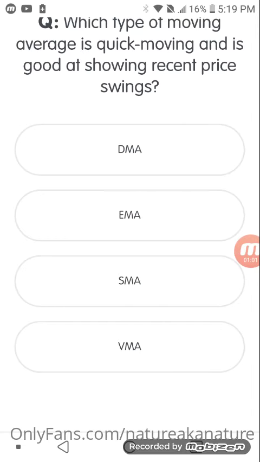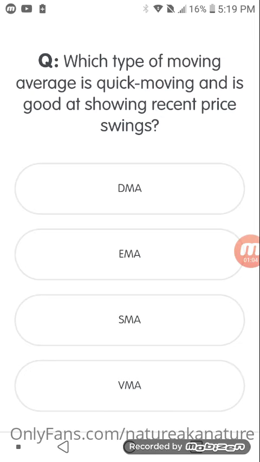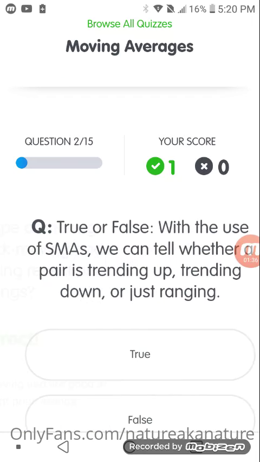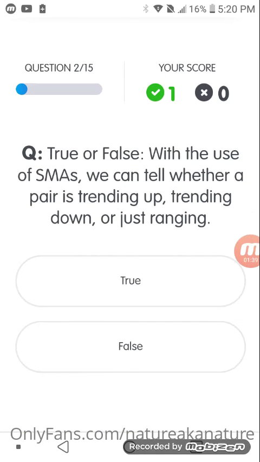The EMA is the type of moving average that is quick moving, and it shows you the most recent price swing. The EMA is the quickest out of all the moving averages, and it is good at showing the most recent price swing. It shows you the updated, most recent prices in the last 10 or 15 time periods. It's the EMA. We got 15 questions, so let's try to get 100 out of 100. I'm pretty sure we will.